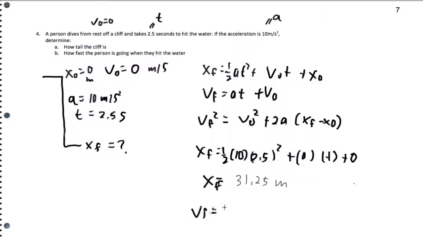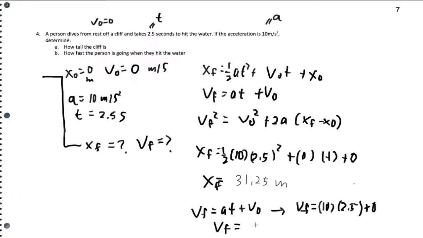Now let's go back and get the time. So v final is at plus v naught. The other thing is I don't know what v final is. That's the other unknown, so I should have written that down. So I have v final equals 10 times 2.5 plus 0. And so I'm getting v final is, in fact, 25 meters per second.